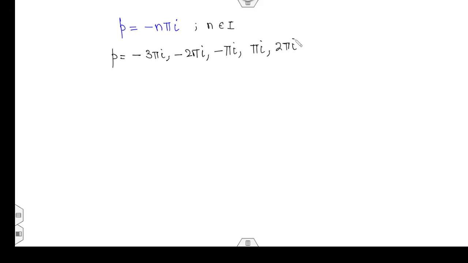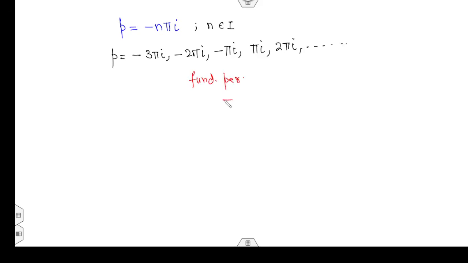However, if I say my period is, say, minus nπι, for example, where n is an integer, it may be positive, it may be negative. So minus 3πι is a period, minus 2πι is a period, minus πι is a period, plus πι is a period, 2πι is a period, and so on. Now can you find the fundamental period?